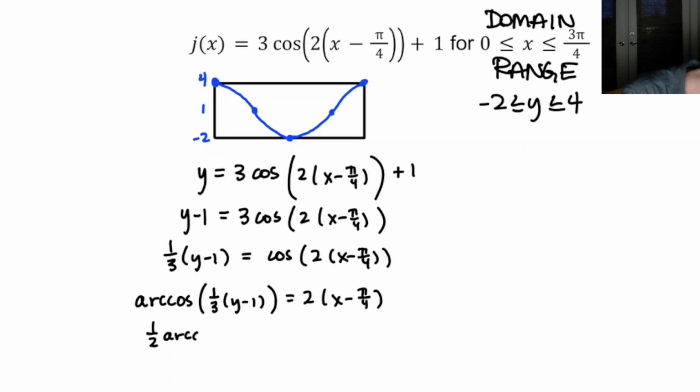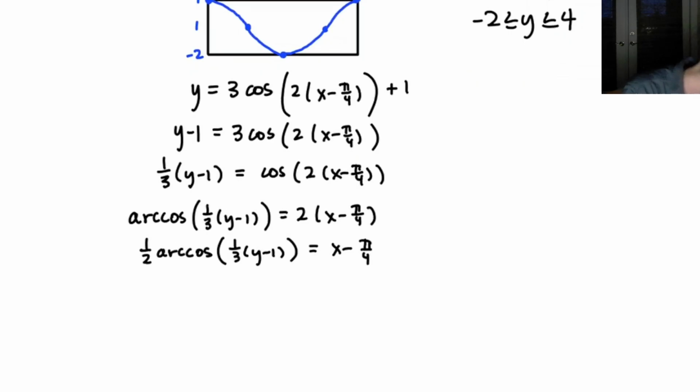1/2 arc cosine of 1/3 of y minus 1. And that's going to equal x minus pi over 4. And I am pretty much there. I am going to add pi over 4 to both sides and say, all right, now I'll have x. That's going to be pi over 4 plus 1/2 arc cosine of 1/3 of y minus 1. Okay, that was a lot.